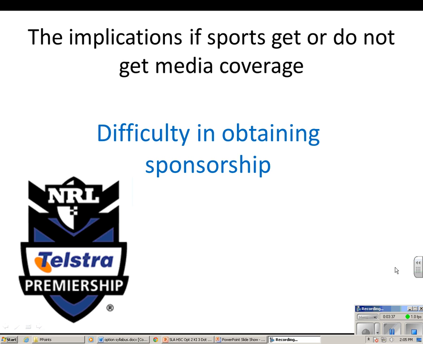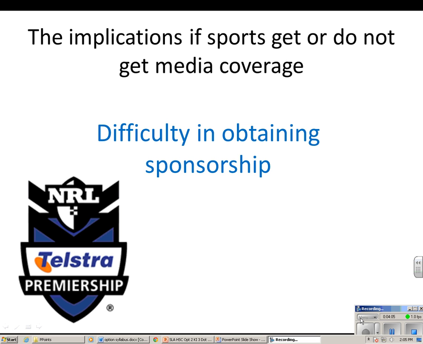So there are implications if sports do get media coverage or they don't. One of the difficulties for a sport such as basketball, which receives little media coverage, is the difficulty in obtaining sponsorship. Sports such as rugby league have very little trouble gaining sponsorship because their product is continually in the face of consumers. Telstra, for example, are the major sponsor of the NRL.